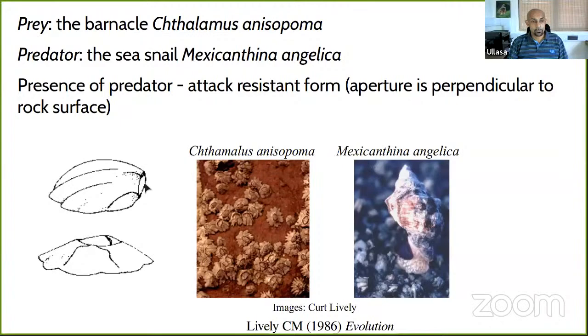So this is their opening aperture, and this is the rock surface on which they're formed. You see that the aperture is perpendicular to the rock surface. And this other one, if you want to call it the normal morph, you're free to, is the morph which you see when there are no predators. The aperture is parallel to the rock surface. So you have two morphs, and when predators are present, this is an advantage because this morph is more resistant to predation by this snail.